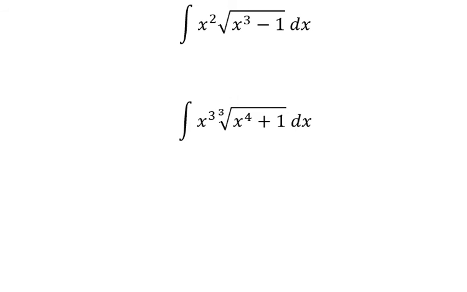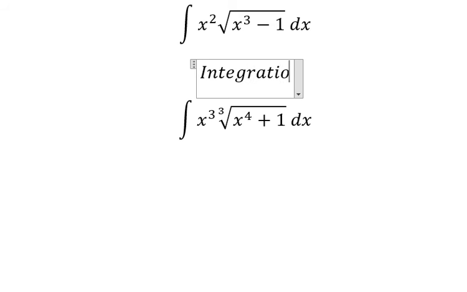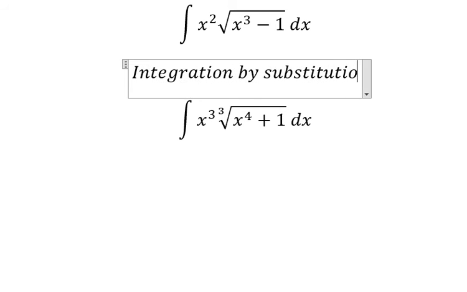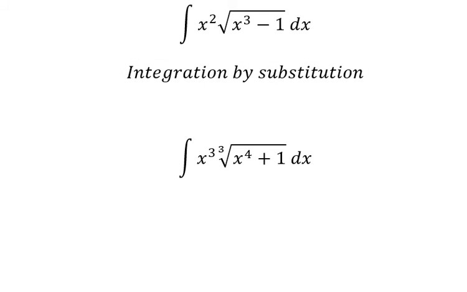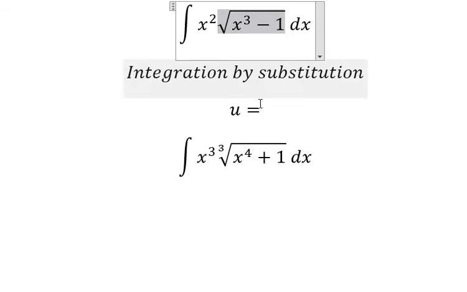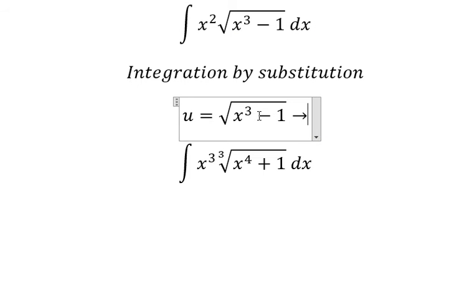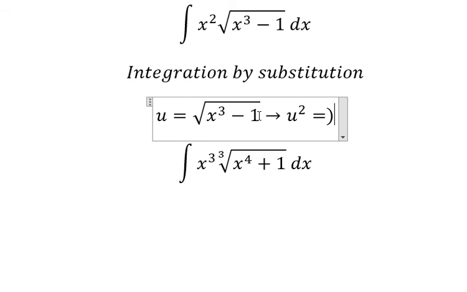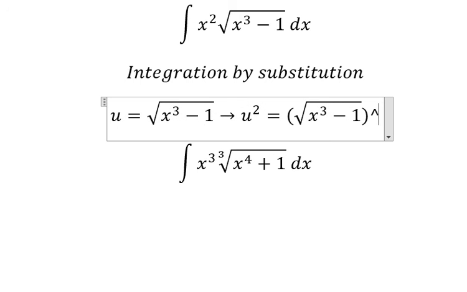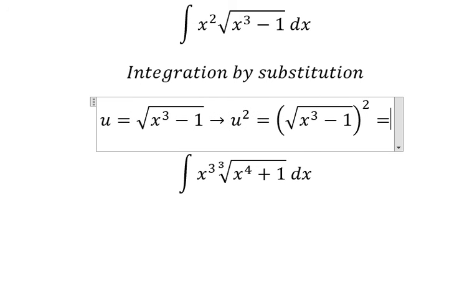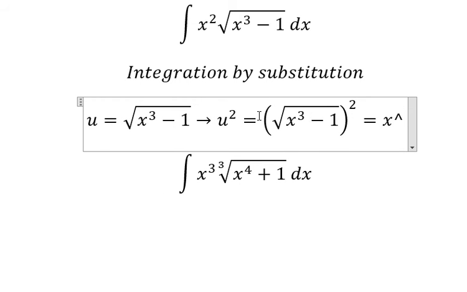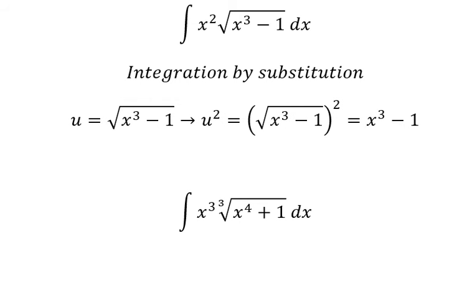We need to use integration by substitution. So I will put u equals to this one. Next, we square both sides to cancel the square root, and you got s to the power of 3 minus 1.